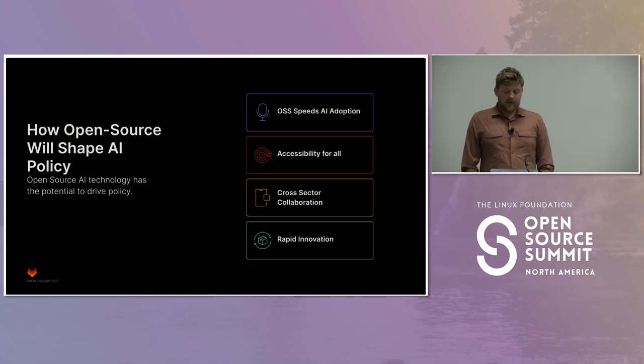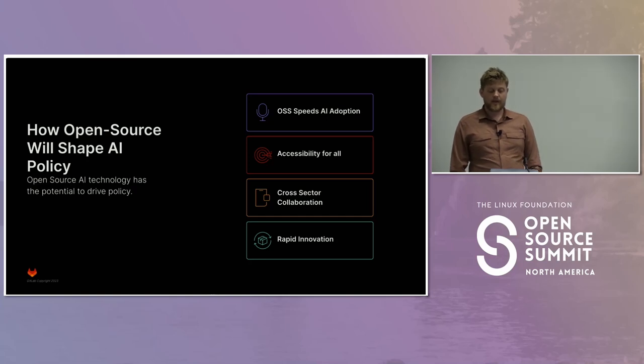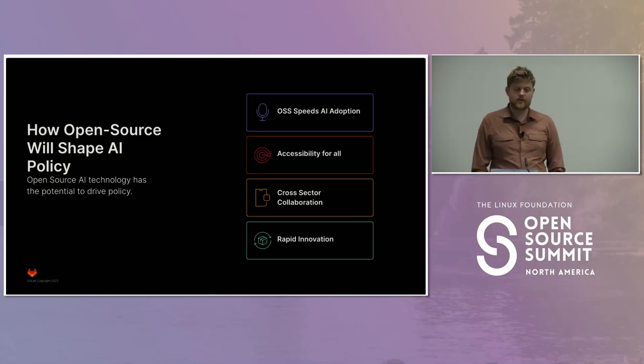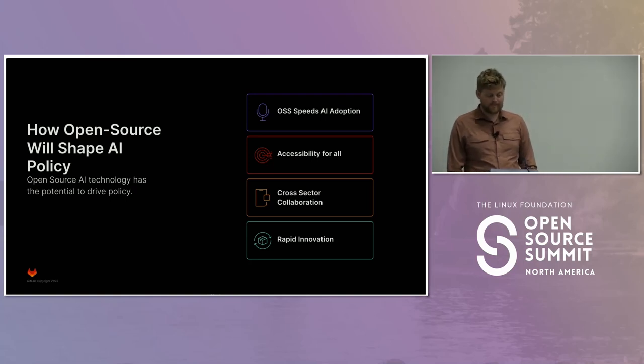Accessibility. Open source democratizes access to machine learning and machine learning tools, making it easier for people to experiment with these and develop technologies. This increased accessibility can lead to a more diverse range of voices and perspectives shaping machine learning policy. Transparency. Transparency in the use of open source and machine learning can help increase accountability, as the code is open for inspection and review. This can help ensure that technologies are being developed and used in an ethical and responsible manner.